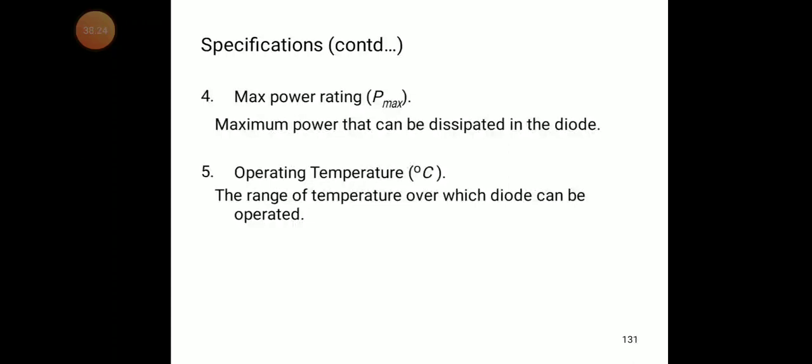Operating temperature is the range of temperature over which the diode can be operated. What are the different temperature ranges over which the diode can be operated? That is called the operating temperature.